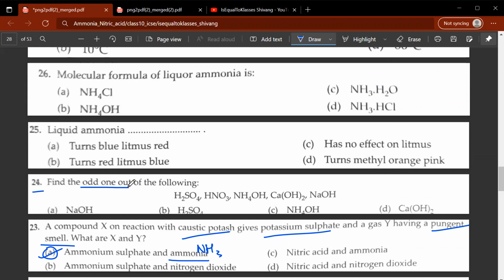24th question, find the odd one out. Odd one out of the following: H2SO4, nitric acid, NH4OH, Ca(OH)2, and NaOH are given. We have to find out the odd one out. So this would be C, NH4OH. 25th question, liquid ammonia, this would be C, has no effect on litmus. Molecular formula of liquor ammonia is B, NH4OH. Liquor ammonia is also known as ammonium hydroxide.